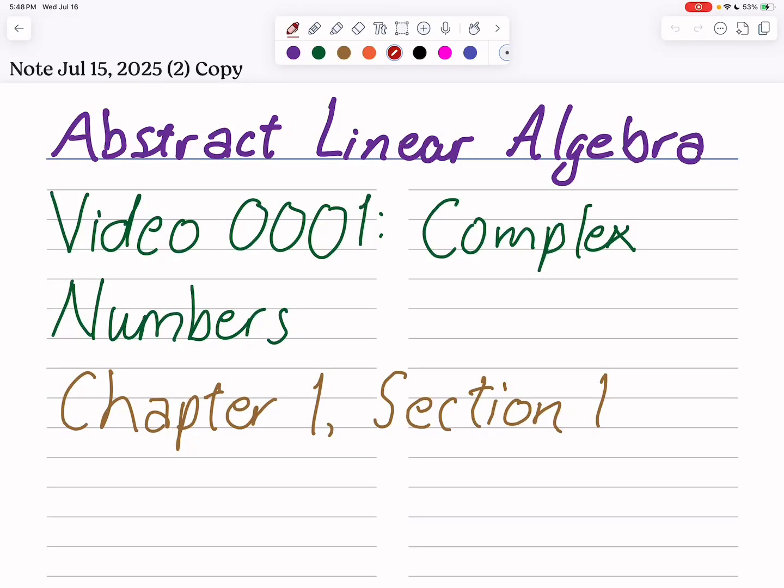This is a course or video in abstract linear algebra. This is video 1 on complex numbers. This corresponds to chapter 1 and section 1 of the textbook.